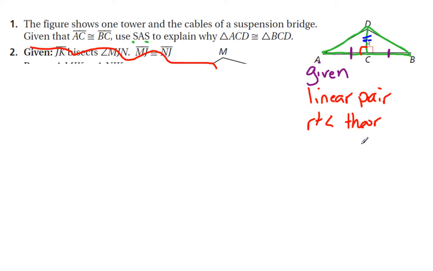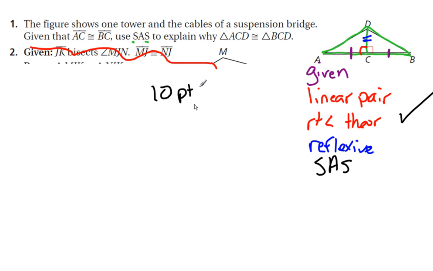And then they share a side, which is a recurring theme on this quiz. So that's the reflexive property. That gives us side, angle, side, and that's the answer. Okay, and that was worth 10 easy points, which I should write down right there.